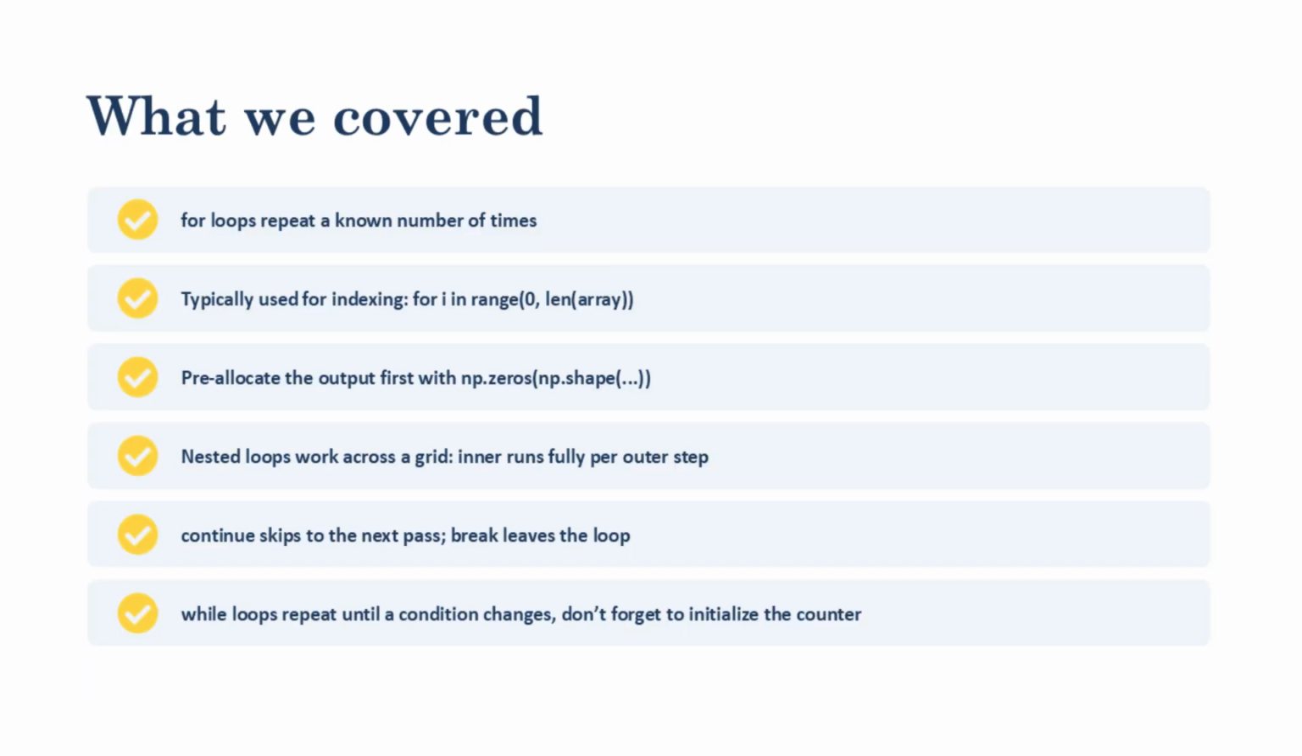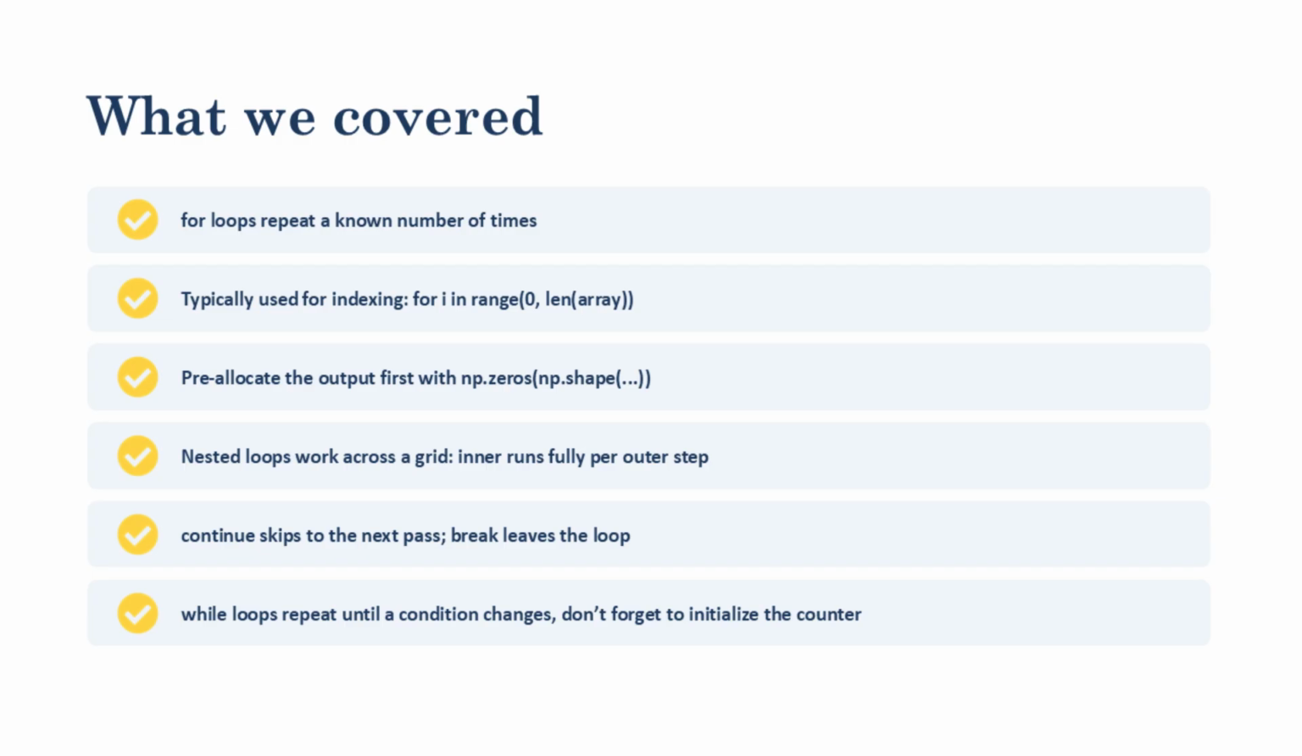So let's do a quick recap of what we saw in this video. Loops run a block of code repeatedly. A for loop repeats a known number of times, and normally we'll write it as a for loop with indexing. So range of 0 to the length of an array to step through its positions, with the output array pre-allocated using np.zeros beforehand. A while loop repeats as long as a condition holds, so remember to initialize your counter beforehand and to change it inside the loop.